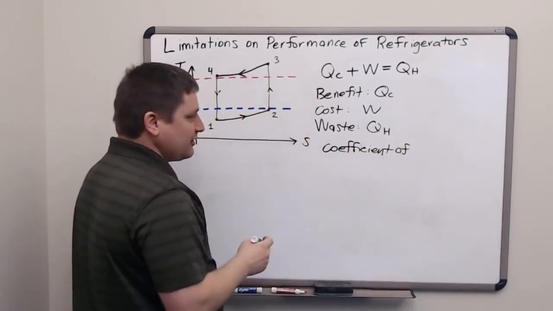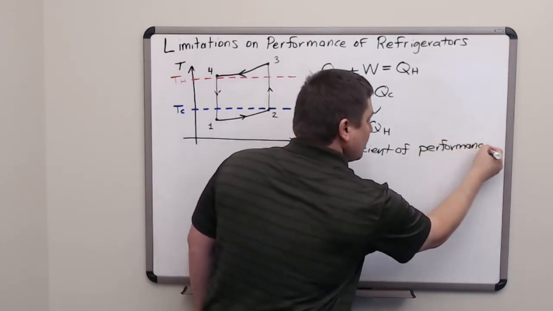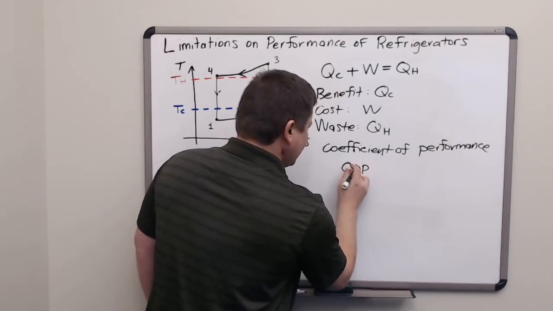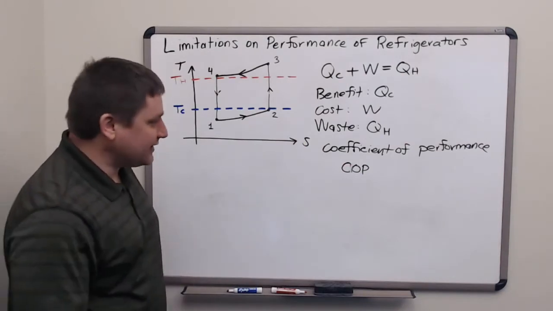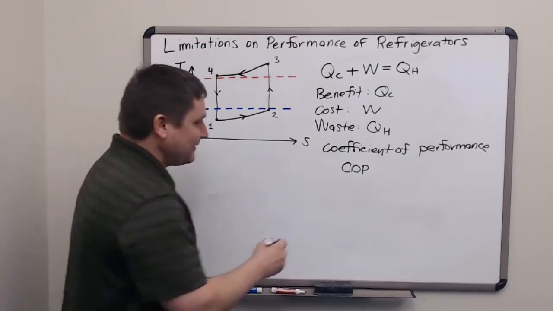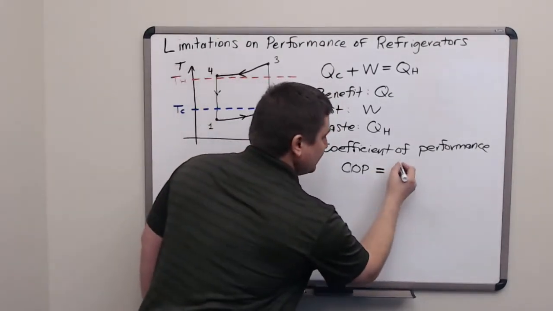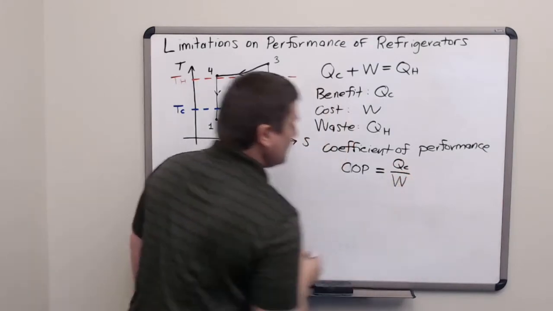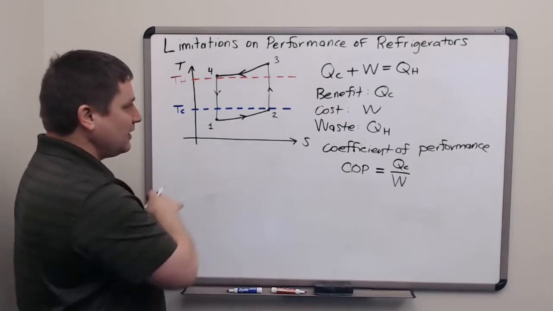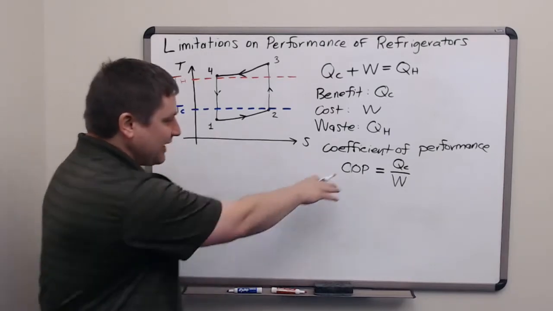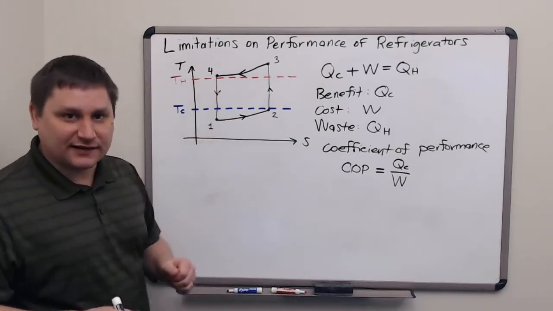we're going to define a quantity called the coefficient of performance, or COP. One of the few variables in physics and engineering that everyone agrees should have 3 letters. For any refrigerator cycle, this is just going to be equal to the benefit divided by the cost. So heat absorbed from the cold reservoir, QC, divided by the work. This is similar to the efficiency of a heat engine, but it's not quite the same.